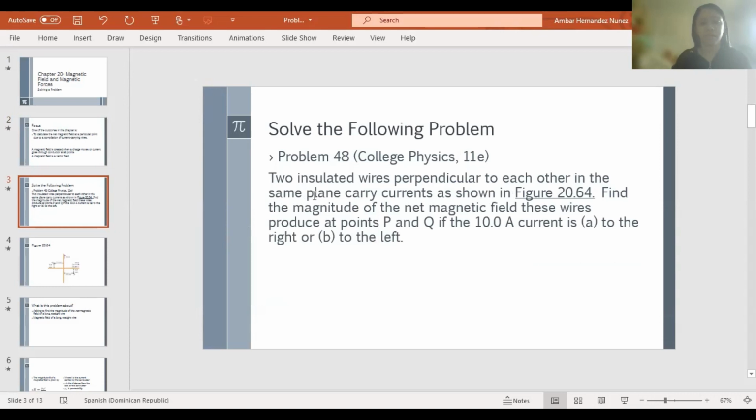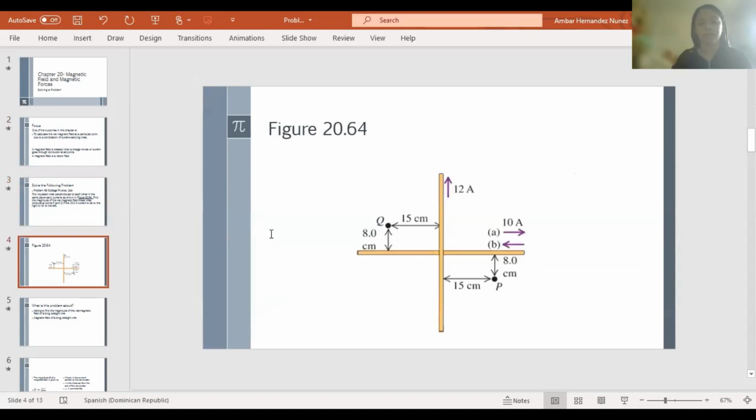This is the problem I'll be solving from chapter 20 in our college physics book, problem 48. It says two insulated wires perpendicular to each other in the same plane carry currents as shown in figure 20.64. Find the magnitude of the net magnetic field these wires produce at points P and Q if the 10 ampere current is A to the right or B to the left.